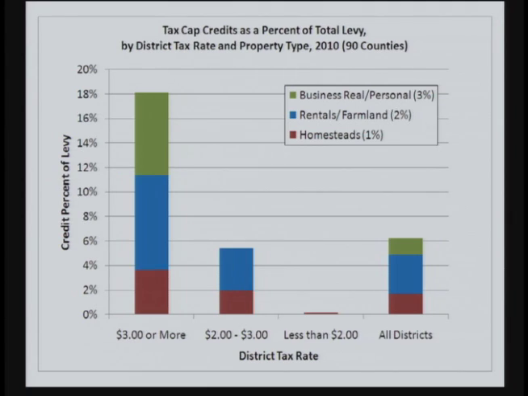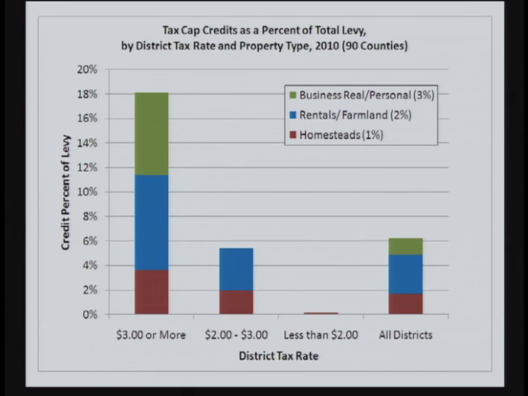Well, tax cap credits are also revenue losses for local governments, and it turns out that the losses are greatest where tax rates are $3 or more. Now, what you see down here are taxing district tax rates, and these are the tax rates that are the sum of the tax rates of the counties and the townships and the cities and towns and the school corporations and the library districts and the special districts, all added up, and that's the tax rate that any individual taxpayer pays in their taxing district.